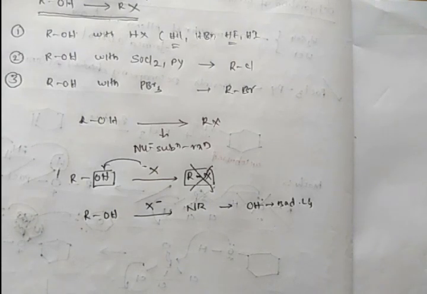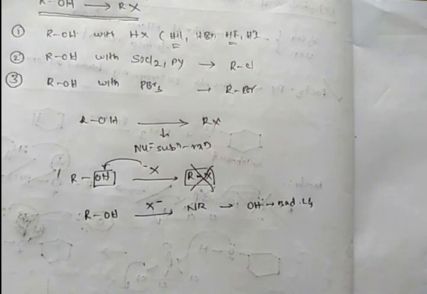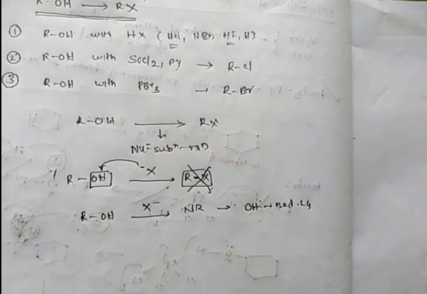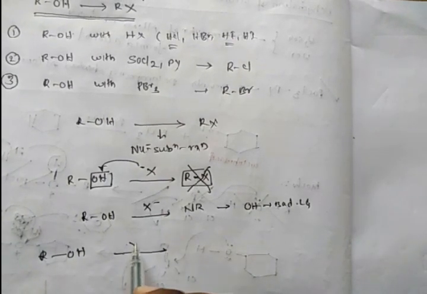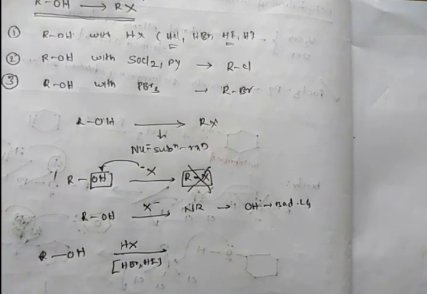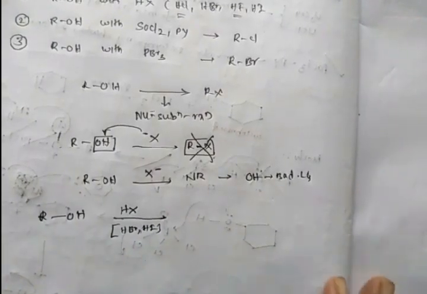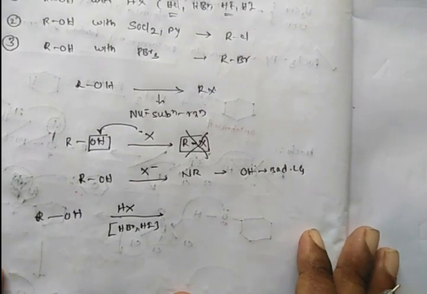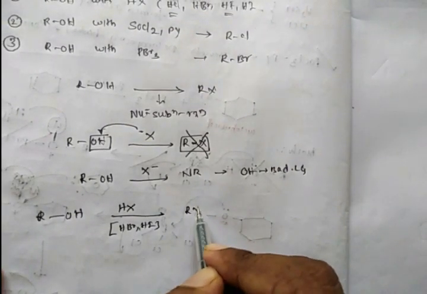But when you treat these alcohols directly with a nucleophilic halogen atom, no reaction occurs as the hydroxyl group is a bad leaving group. So in order to convert this bad leaving group OH into a good leaving group, you have to treat the alcohol with a strong acid. When you treat this alcohol with a strong acid like HX, the HX may be HBr or HI, the possible product is RX, an alkyl halide.